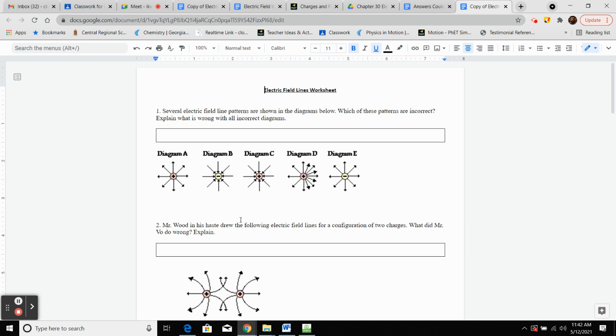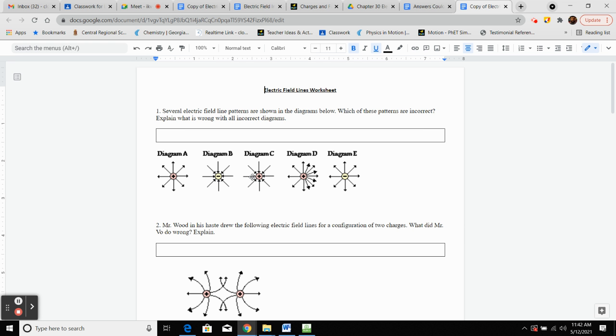Out of negative? Positive is positive. It should do what? It should radiate outward. And the negative should go inward. So C and E. Now D is a little funky. They should be evenly spaced out, but right now I want you guys to write in C and E.